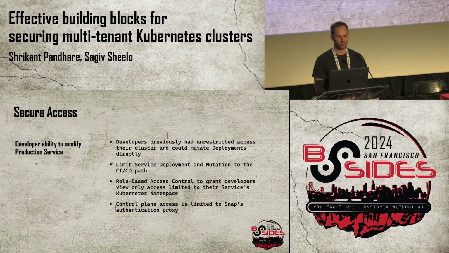The security control is transparent to developers. Their experience in connecting via kubectl is unchanged. We generate kubectl contexts for them that go through our auth proxies and also set their service namespace access by default.